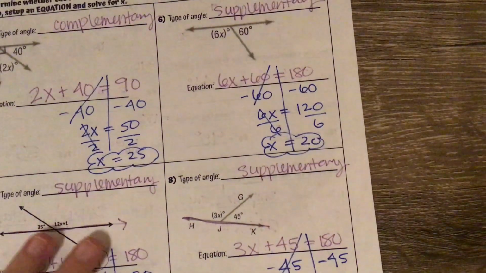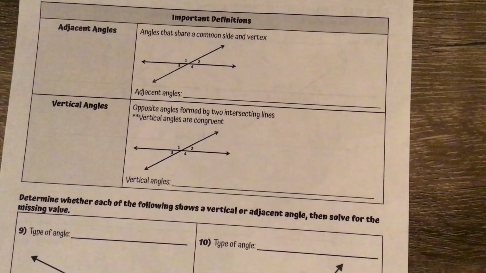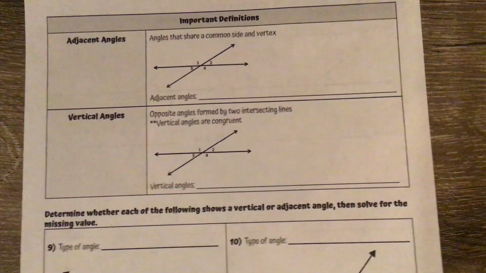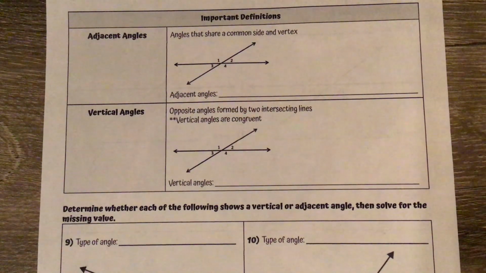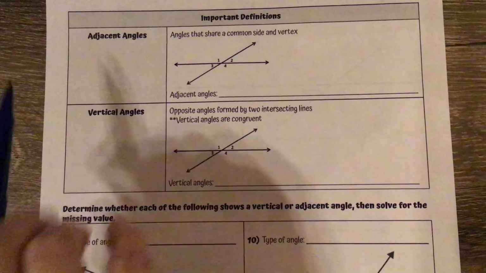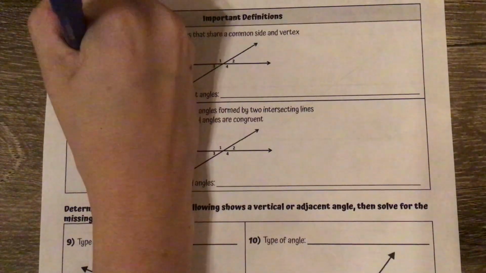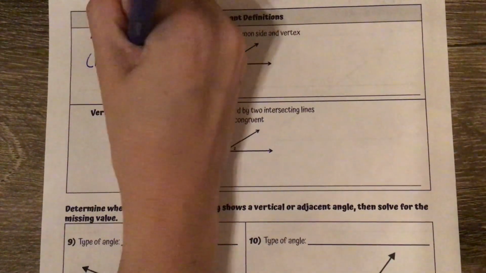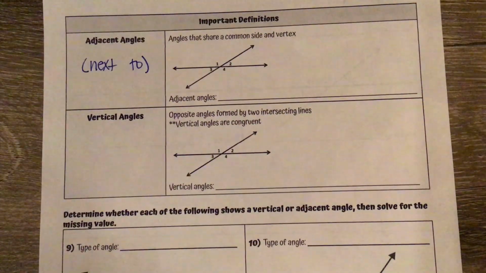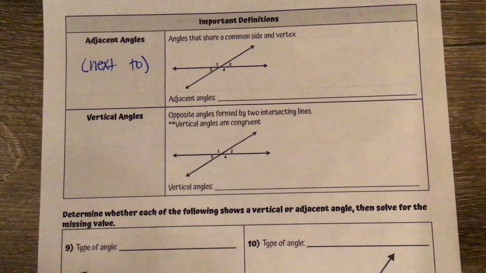All right, that was complementary and supplementary angles. Now let's look at two more types of angles, which is adjacent and vertical. So adjacent means next to. If you want to write a note to yourself, it means next to. So angles that share a common side and vertex.